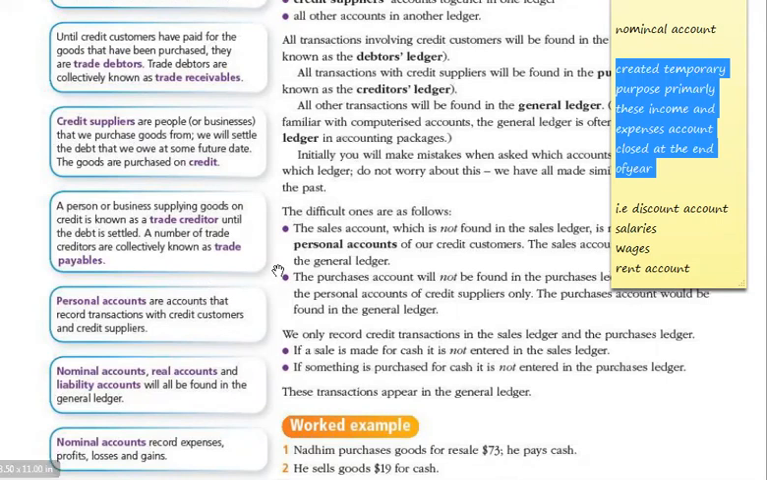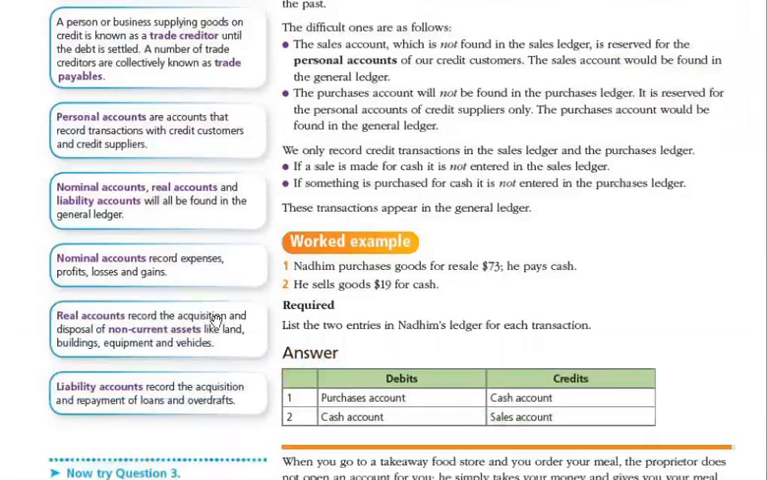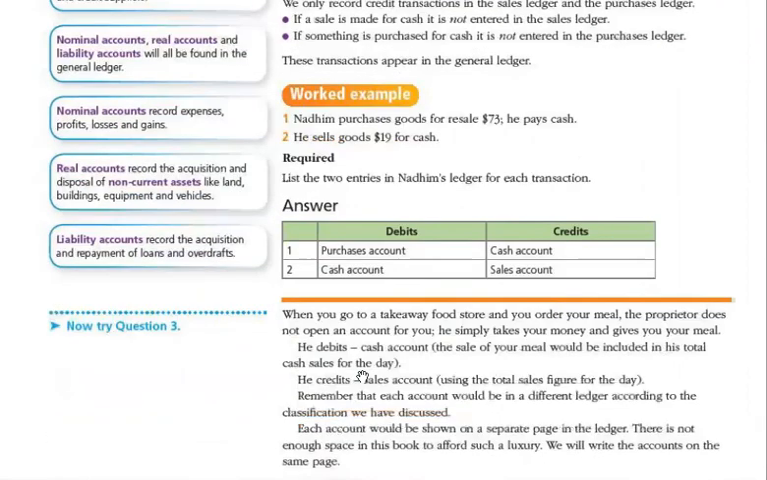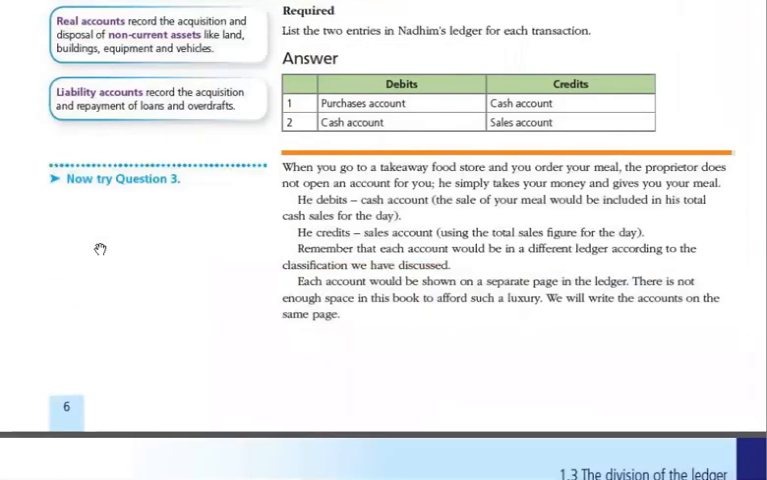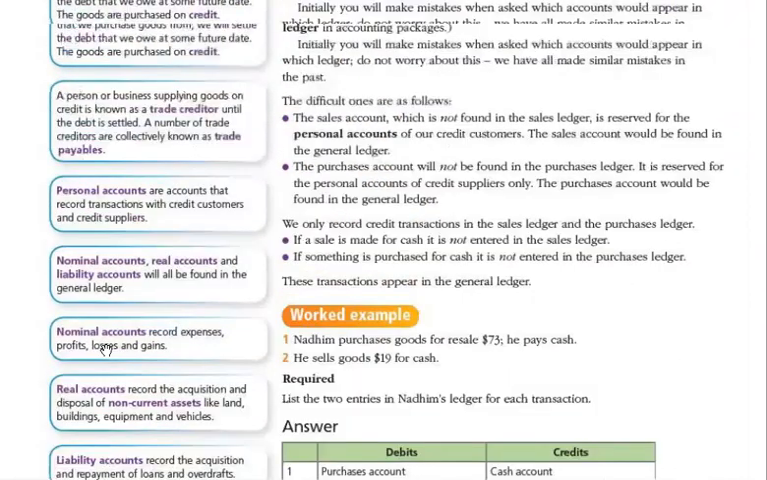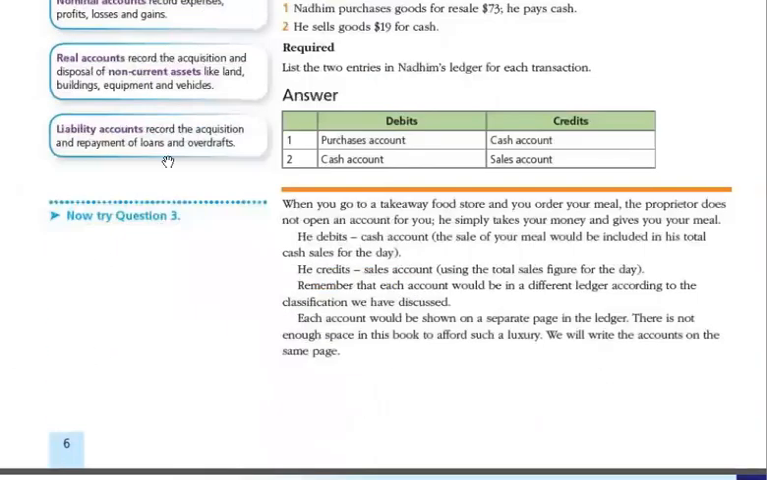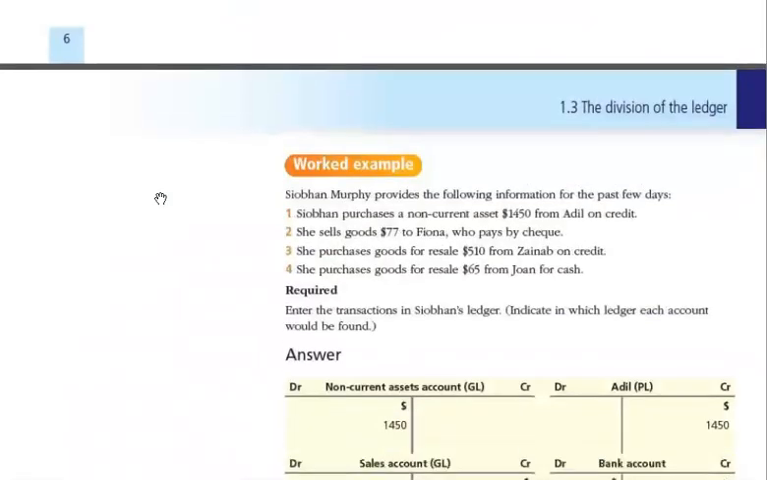Next we have real accounts. Real accounts are basically accounts for the fixed assets, non-current assets, like land, building, plant, machinery. And for liabilities, there is no such type of account; you may include these in other categories. But as far as the book is concerned, a liability account records the loans and the overdrafts.